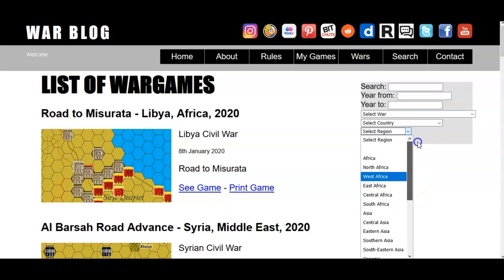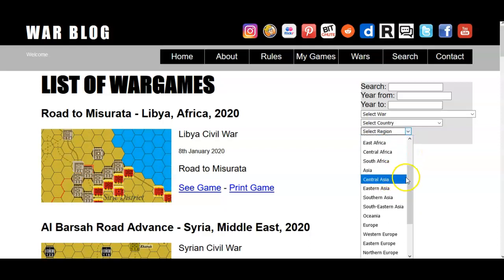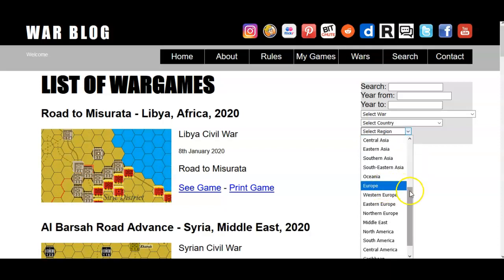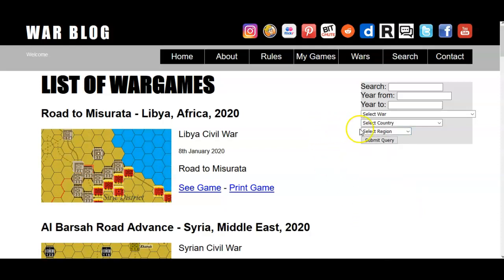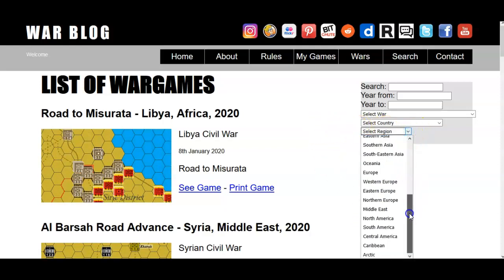All I really had before was Africa, Asia, Europe, Middle East, North Africa, South America, North America, and that was it. So I've added all these other ones, and the whole idea is I have different terrain types for each one. For example, in Northern Europe, one terrain tile might be different to Eastern Europe.